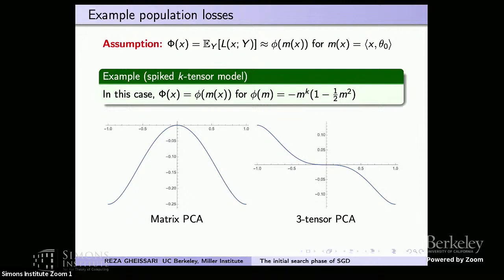For instance, in the spike tensor model or the tensor PCA problem, which we can use as a running example, this phi is essentially of the form m minus m to the k with some extra correction. Here's matrix PCA, which is the case k equals 2, and the x-axis here is m, the normalized correlation going from -1 to 1. On the right-hand side, you have tensor PCA for a 3 tensor, let's say.